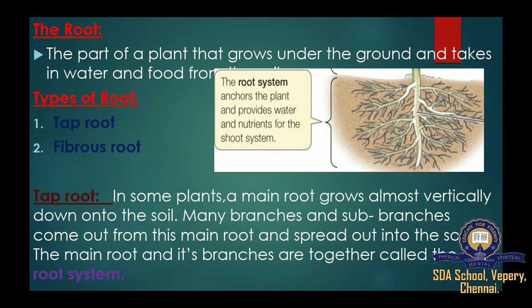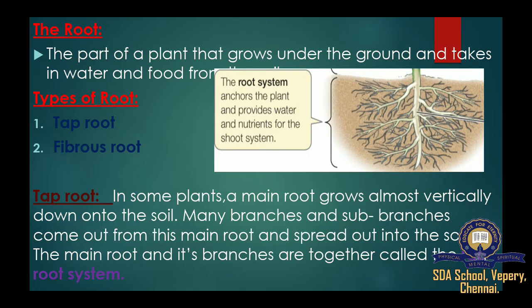It is positively geotropic. It is usually non-green or brown in color. The root is not differentiated into node and internode. As a rule, the root does not bear leaves and buds. Usually the root cap protects the root tip. Root bears unicellular root hairs.